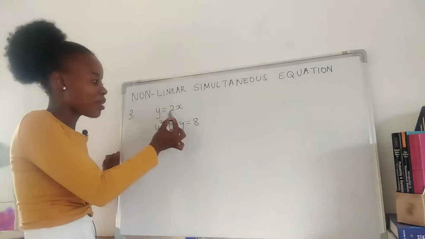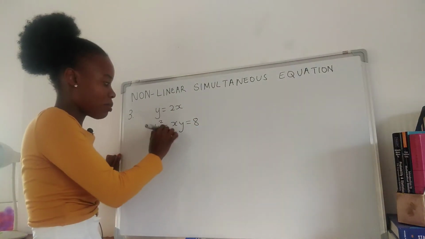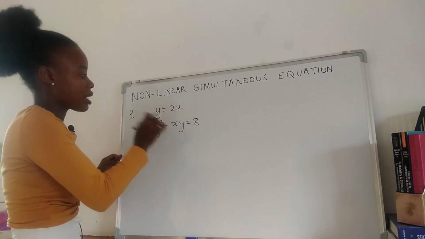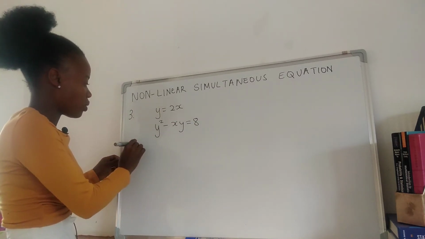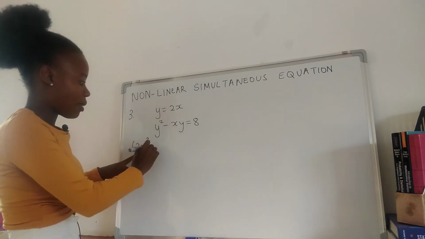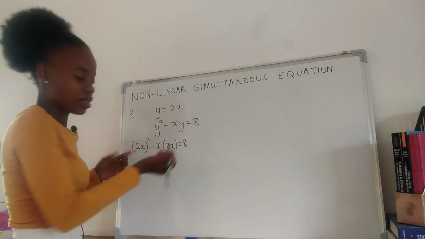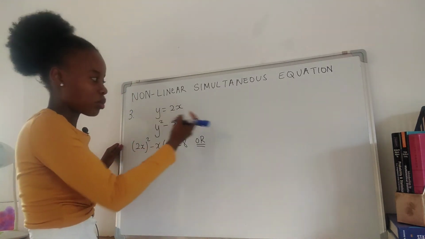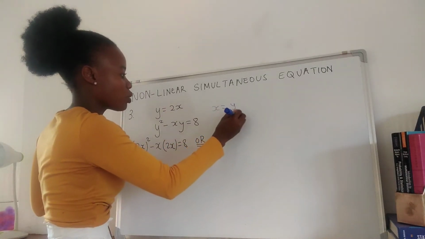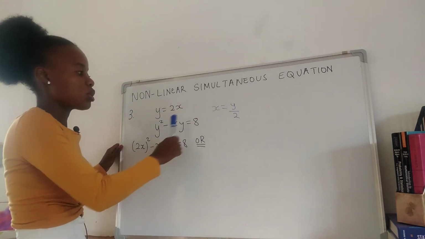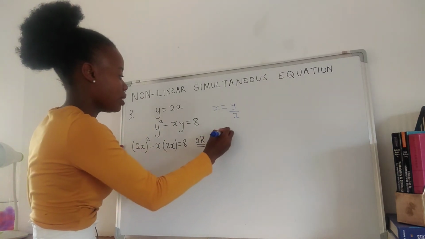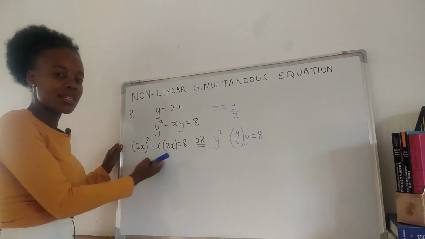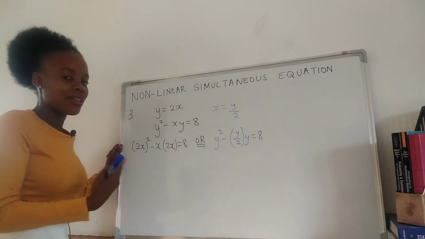Number 3, equation 1, we have y equals to 2x. And equation 2, we have y squared minus xy equals to 8, right? We can see that we have y here. You can substitute 2x where you see y, right? Like, you are going to have 2x squared, because it's y, minus x times 2x equals to 8, okay? You can have something like this, or you can make x the subject in equation 1, whereby you're going to have x is equals to y over 2, and where you see x in equation 2, you substitute y over 2. So you're going to have something like y squared minus y over 2 times y equals to 8. Okay? You can have something like this and deal with x first, or you can have something like this and deal with y first. Okay?